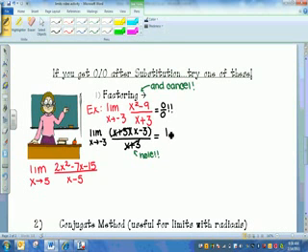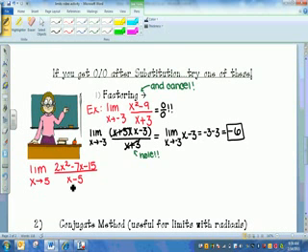What this graph looks like, if you were to graph it, would be the graph of x minus 3. However, there would be a hole at -3. But they still have the same limit, so these 2 equations are equivalent. So now when I work it out, I just plug in -3, and my answer is -6.